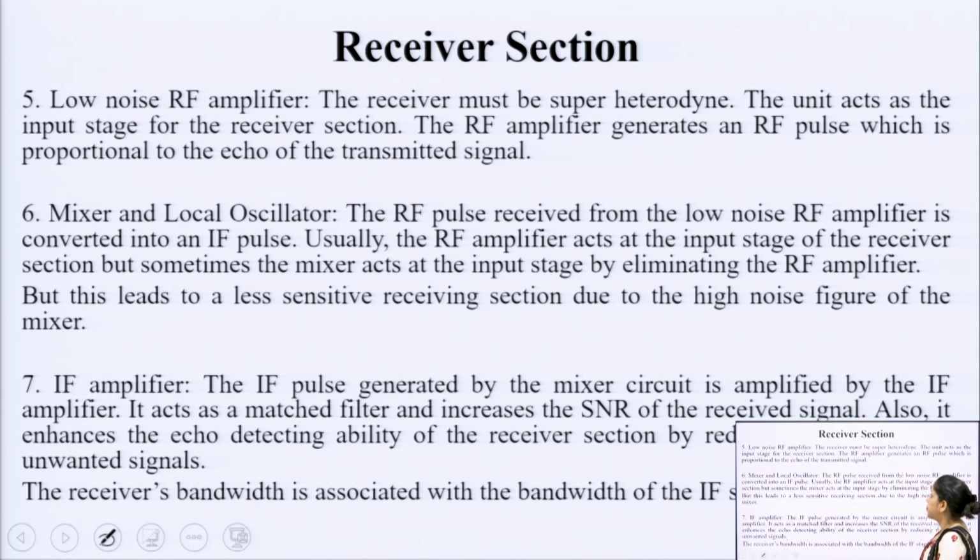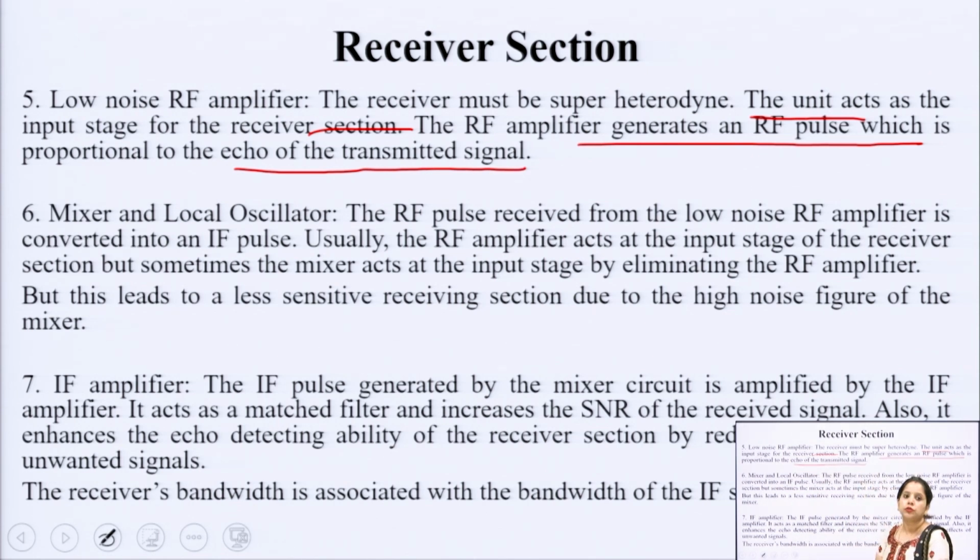Low noise RF amplifier, the receiver must be super heterodyne. The unit acts as an input stage for the receiver section, because here we can give the signal from the antenna to the receiver section. The RF amplifier generates an RF pulse which is proportional to the echo of the transmitted signal. So, the echo which is received of the transmitted signal is made proportional to the RF pulse with the help of the low noise RF amplifier, and it acts as the input stage of the receiver section.